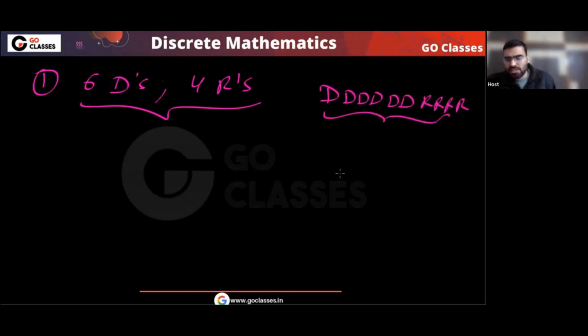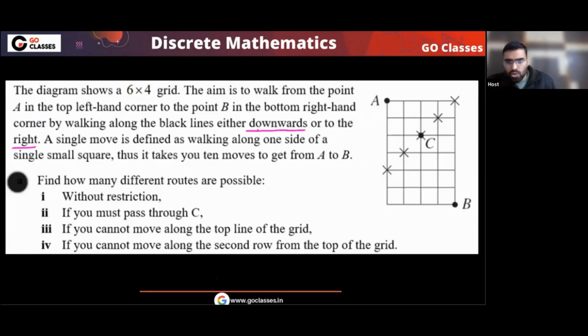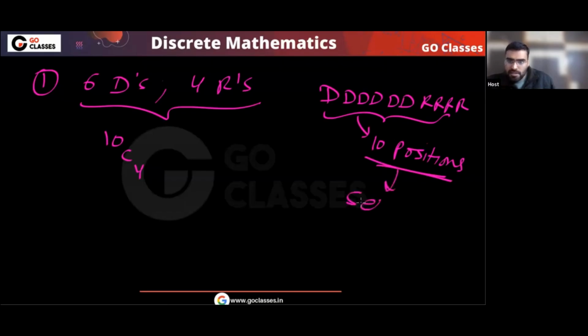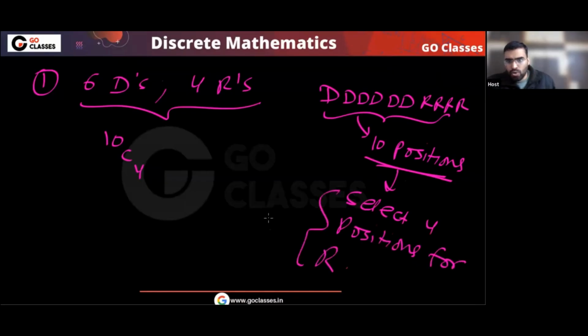So total how many permutations are there? You can make the moves in any order, because in whatever order you make them, you will go from A to B. So the answer is 10C4, because total 10 positions you have. From these 10 positions, you select 4 positions for R. That means 10C4. In the remaining positions, automatically D will be there. So this is 10C4.